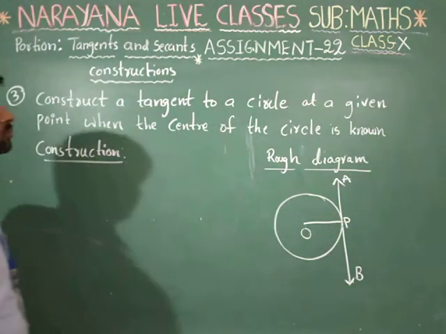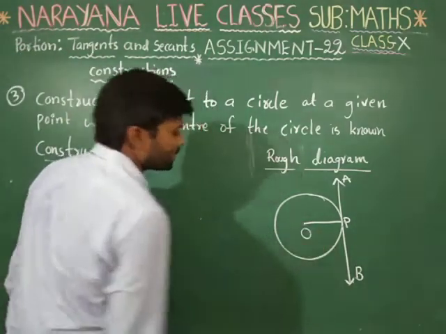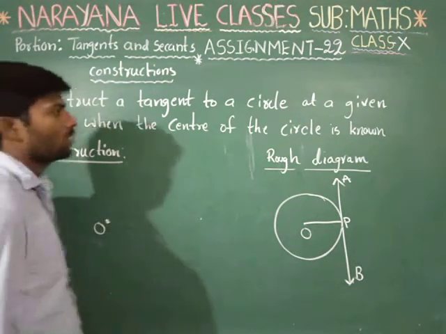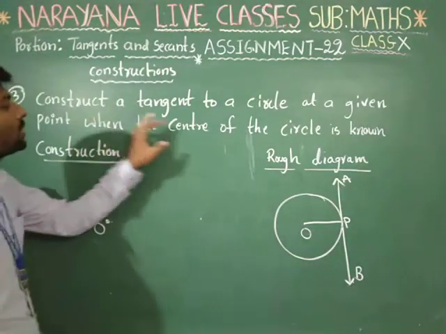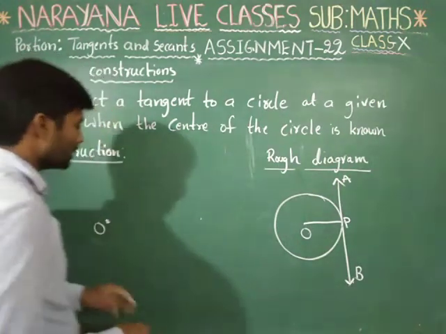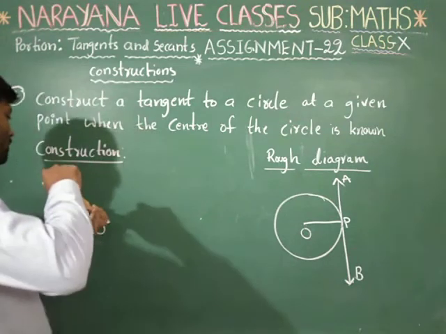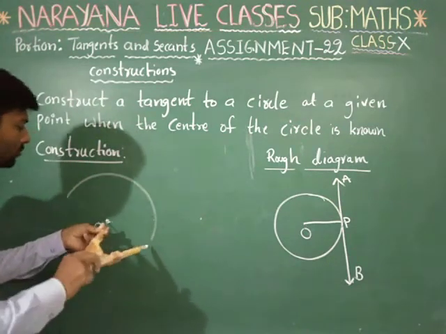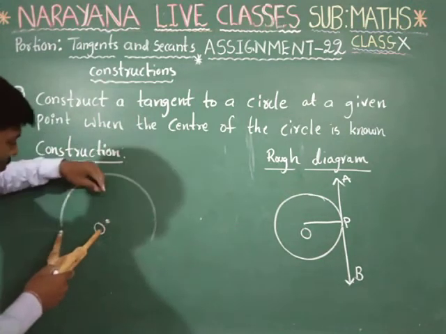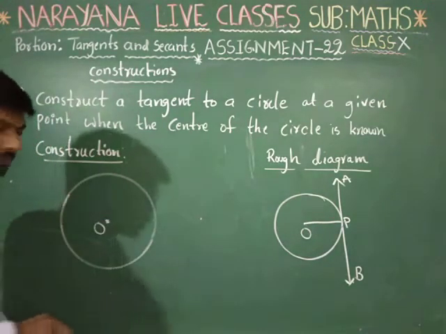Let's take the construction. First of all we have to take a point O as a reference point. I can take this point O as the center of the circle, since the center of the circle is known. After that we can take O as the center and draw one circle. Take a radius, either 3 centimeters or 4, and draw a circle.